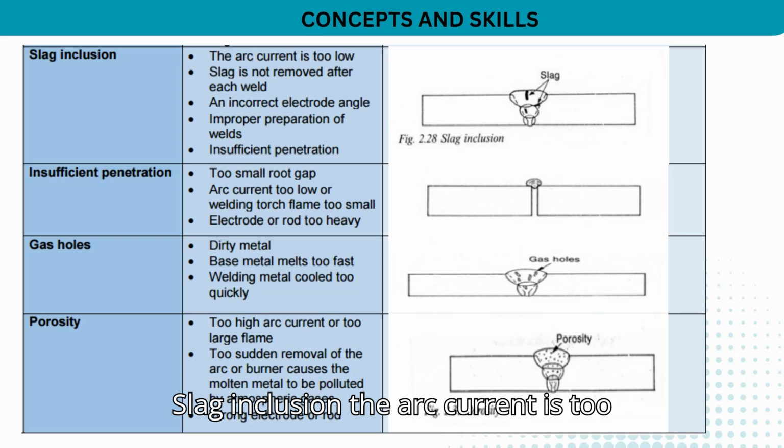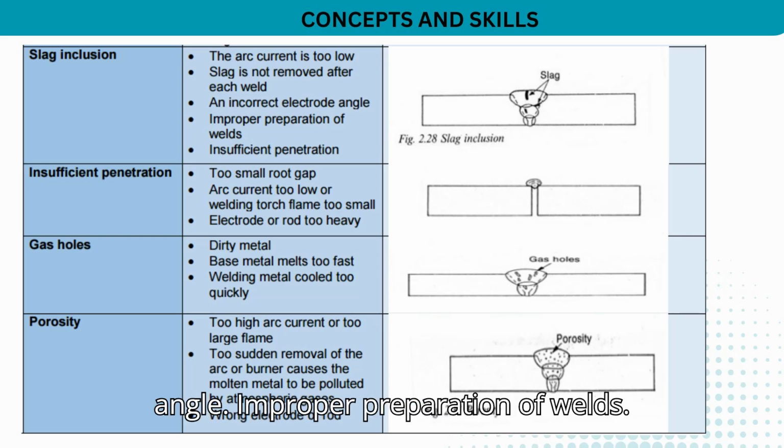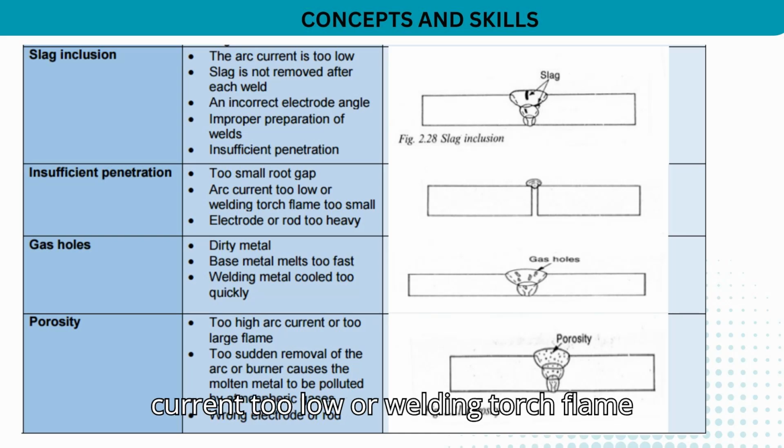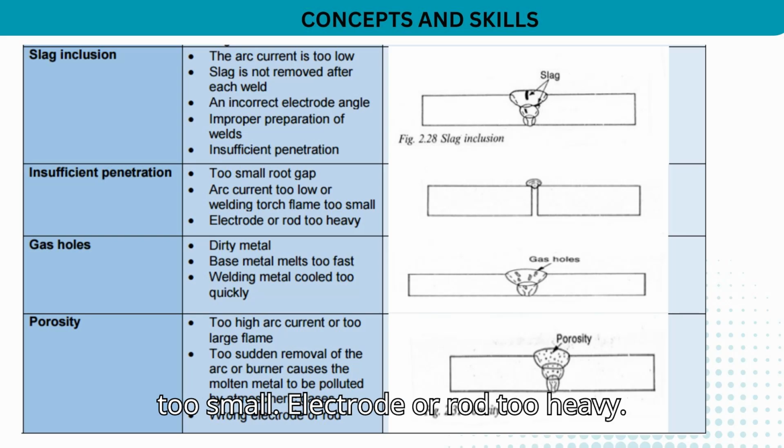Slag inclusion: the arc current is too low, slag is not removed after each weld, an incorrect electrode angle, improper preparation of welds. Lack of fusion: insufficient penetration, too small root gap, arc current too low or welding torch flame too small, electrode or rod too heavy.